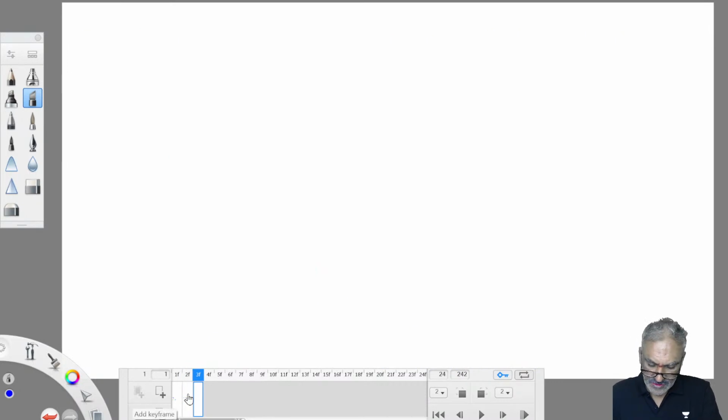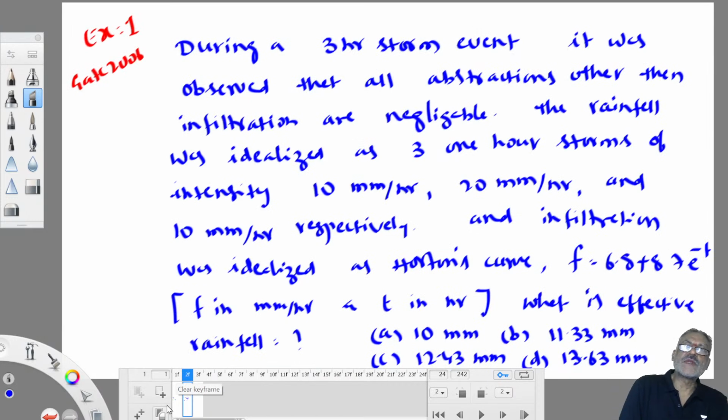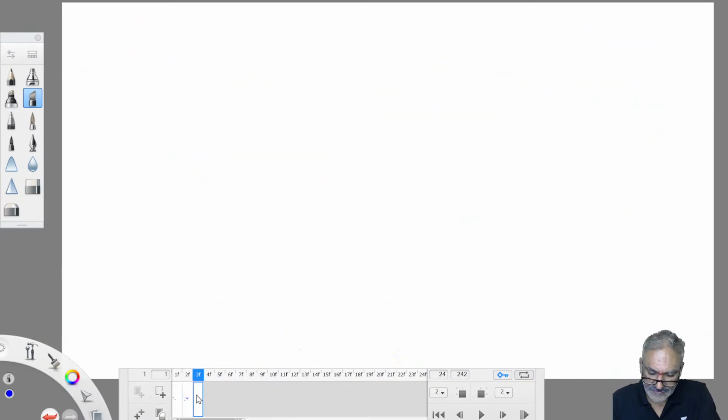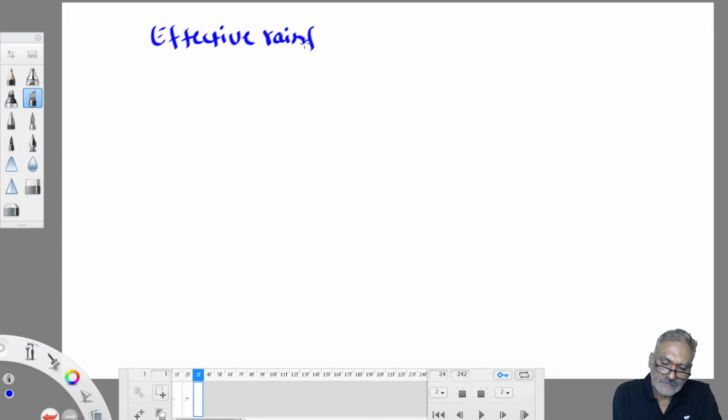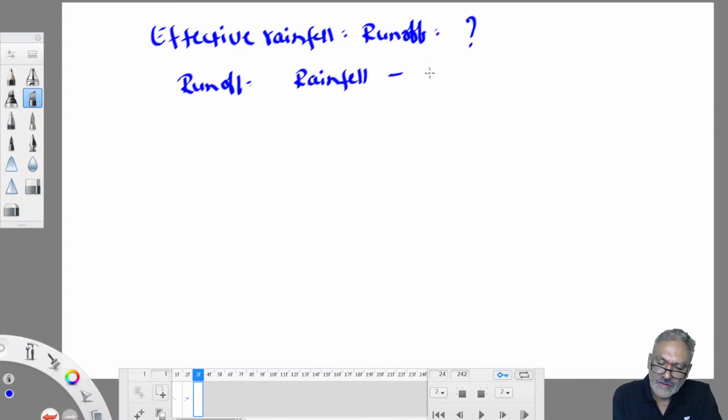So what has he given? Two things are given. Rainfall information is given in the form of a hydrograph, and infiltration information is given in the form of Horton's curve. Using rainfall and infiltration we can work out runoff. Effective rainfall is nothing but runoff. Runoff is equal to rainfall minus infiltration.